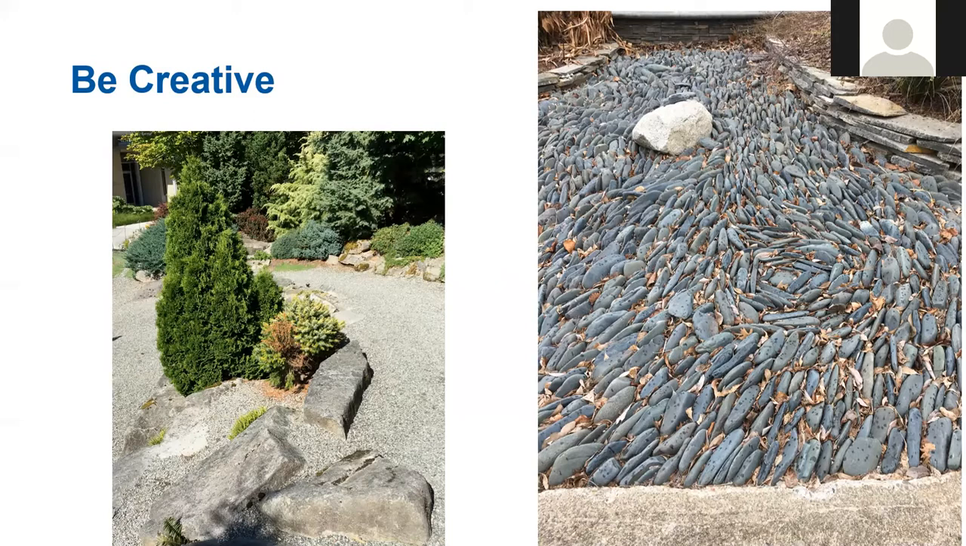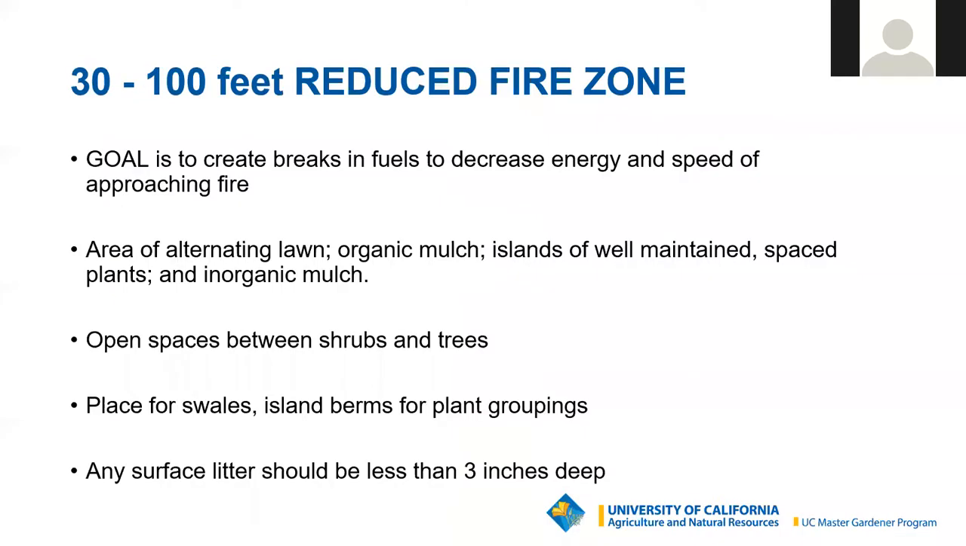And on the right, again, are those black flat rocks that are set vertically. This was probably a 15-foot area to create a sense of current. And then on each side, we're planting islands. Next, please. So as we move further out to the 30 and 100-foot reduced fire zone, our goal here is to create breaks in the fuels that will decrease the energy and the speed of an approaching fire.